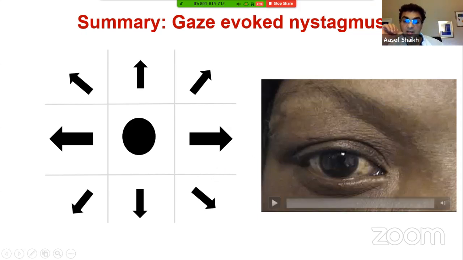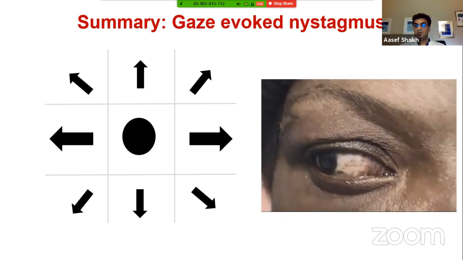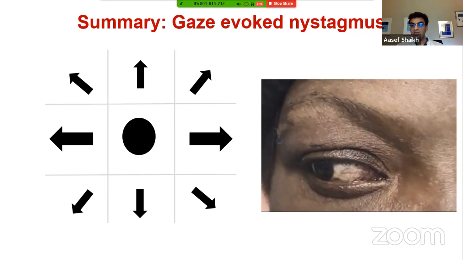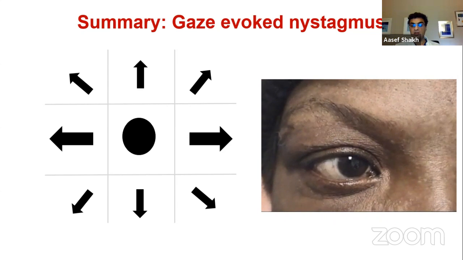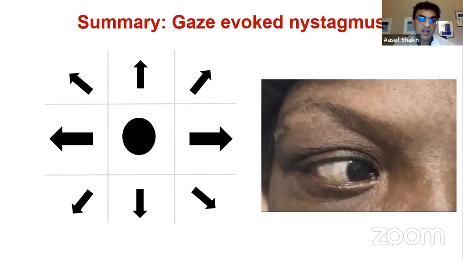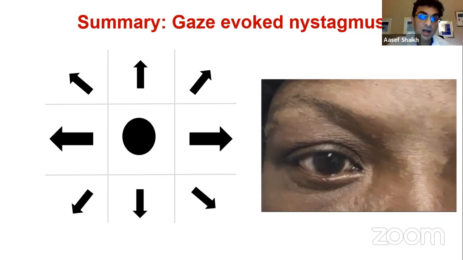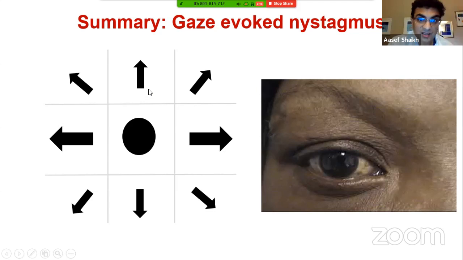Right beating nystagmus here when she looks to the right. There is a bit of a rebound that you could see there, and then she gets a left beating nystagmus when she's in the left. So this is gaze evoked nystagmus, which contrasts very starkly. So you see that upbeat, downbeat, and nothing at gaze evoked.